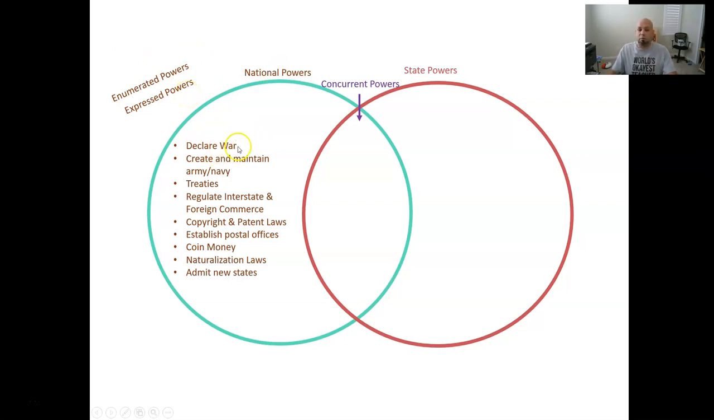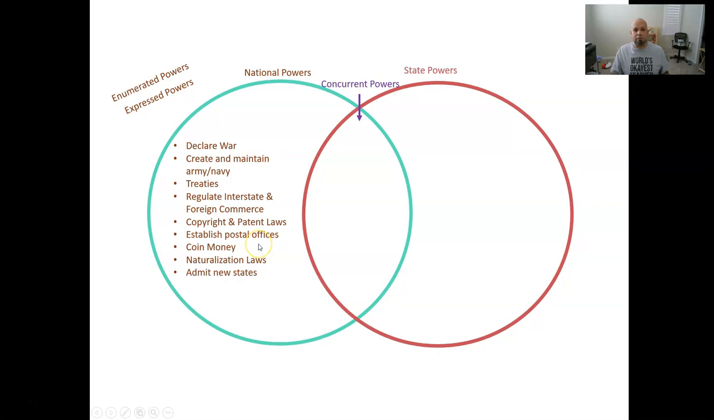So, declare war, national power, create and maintain an army and a navy, treaties with foreign countries, regulating interstate trade, trade between states, and foreign commerce. Okay, copyright and patent laws. And that's important because this is intellectual property, and they wanted to protect that too. They wanted to protect your right to own your ideas and your inventions and give you exclusive rights to those so you can profit off of that. Because remember, we're talking early American history here. We believe in capitalism. We still do believe in capitalism. And if you have an idea, it should be your idea and you should make money off of that idea and not somebody else. So they created stuff so you can protect your intellectual property.